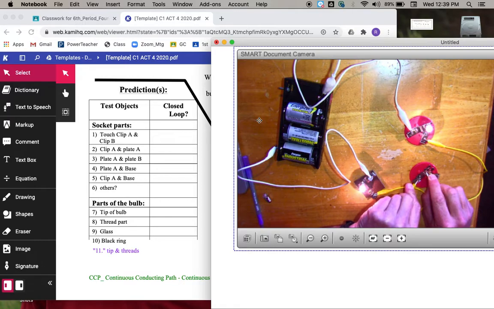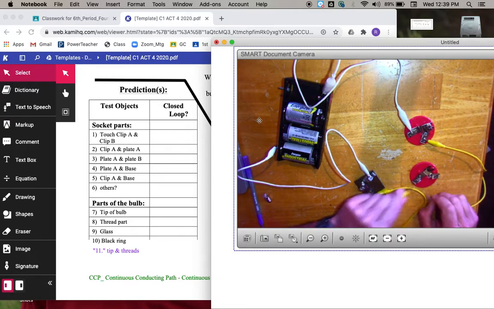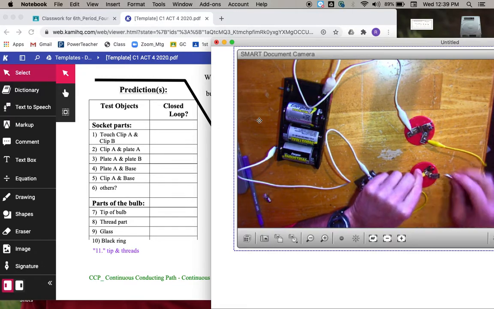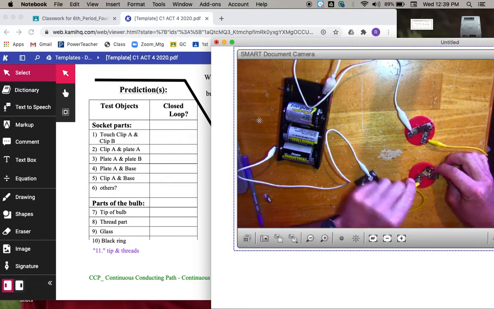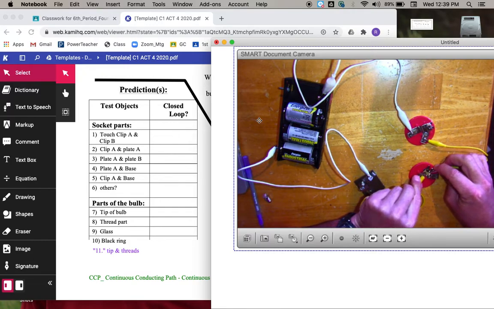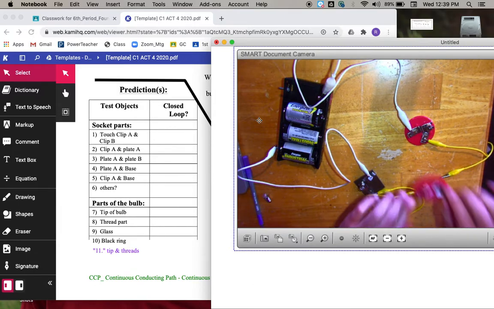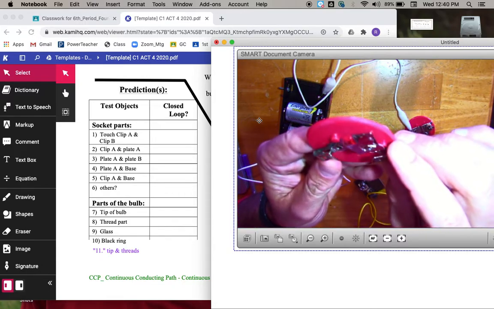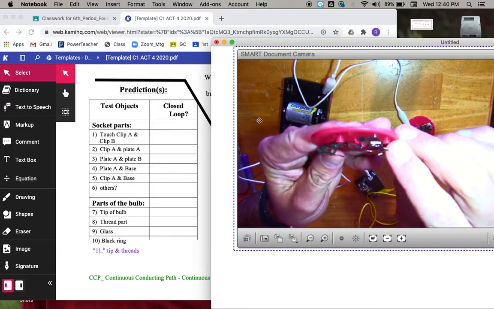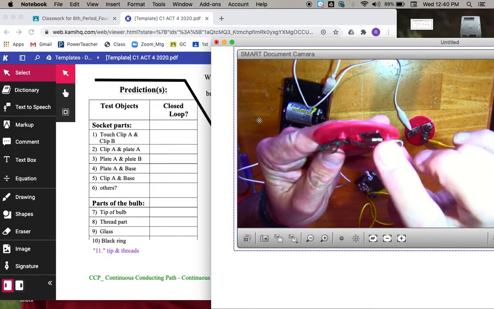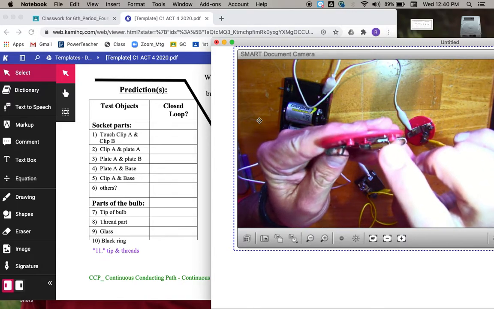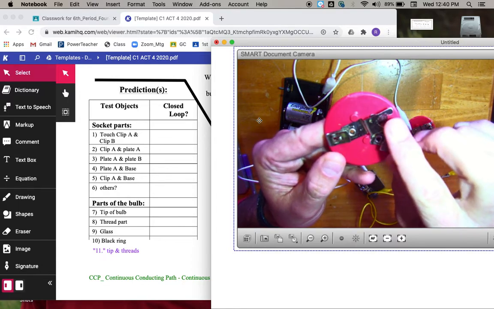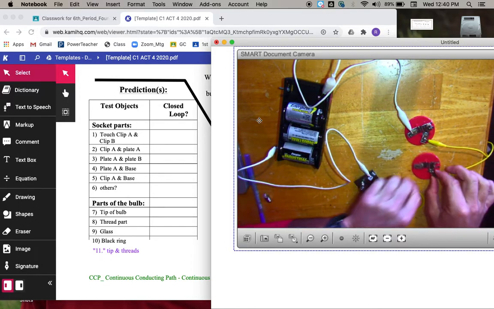We have a closed loop. The bulbs are lit. Number 3 is plate A and plate B. I'm actually going to touch plate B first because it's easier to get it under there, and then plate A on the top. In this case, the test bulbs did not light. And if we take a closer look at the socket, notice that in between the plate on the top and the plate on the bottom, there's just air, and we had previously determined that air was an insulator.